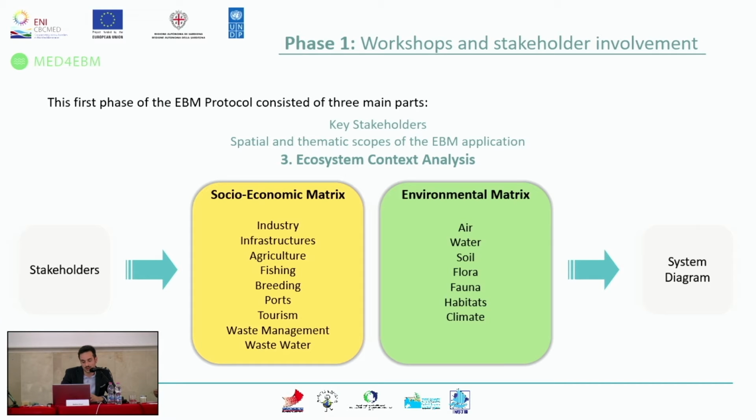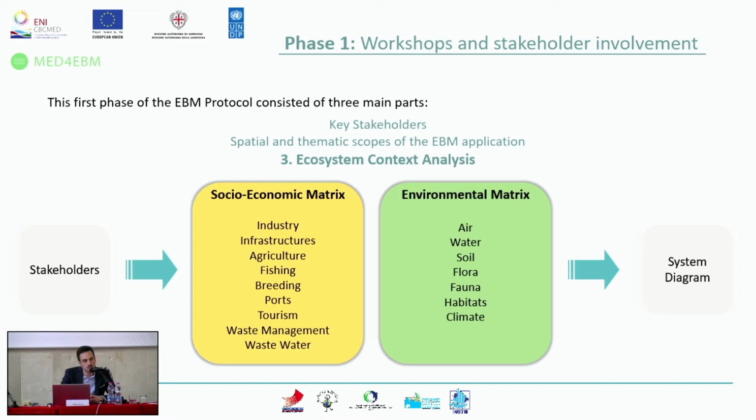We decided, alongside the stakeholders, to divide the diagram into two main parts. The first one is the socioeconomic matrix, represented by the yellow box here in the slide, and it contains all the anthropic components such as industry, infrastructures, agriculture, fishing, breeding, ports, and so on. The second one, in the green box, is the environmental matrix, which contains all the environmental components such as air, water, soil, flora, fauna, and habitats.